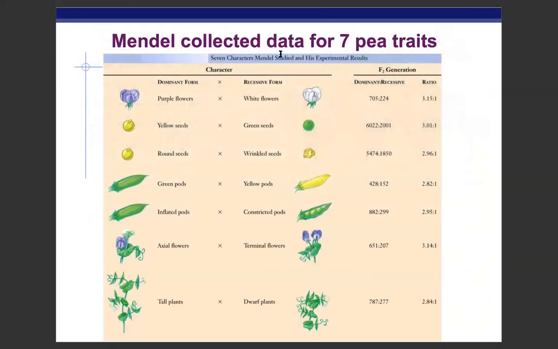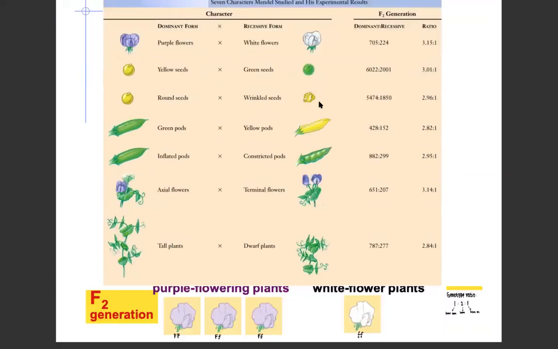So he collected data for 7 pea traits: flower color, seed color, the shape of the seeds, pod color, whether the pods were inflated or constricted, whether they were axial flowers or terminal flowers, and the height of the plants. And this was the data he collected about the F2 generation. The most common example is purple flowers and white flowers.